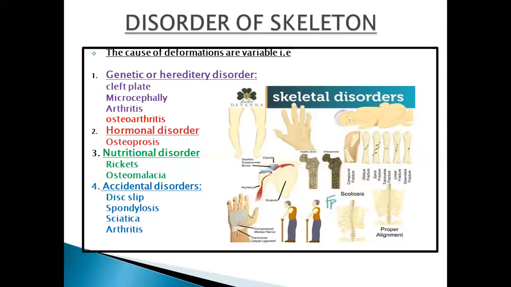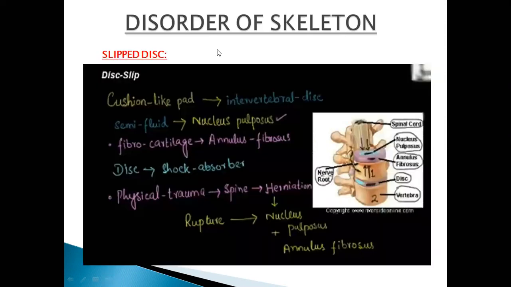Accidental disorders can be caused by some external force. They include disc slip, spondylosis, sciatica, and arthritis. So different pictures of different disorders are also given here. Now we are going to discuss some common disorders of the skeleton. The first one is the slip disc.